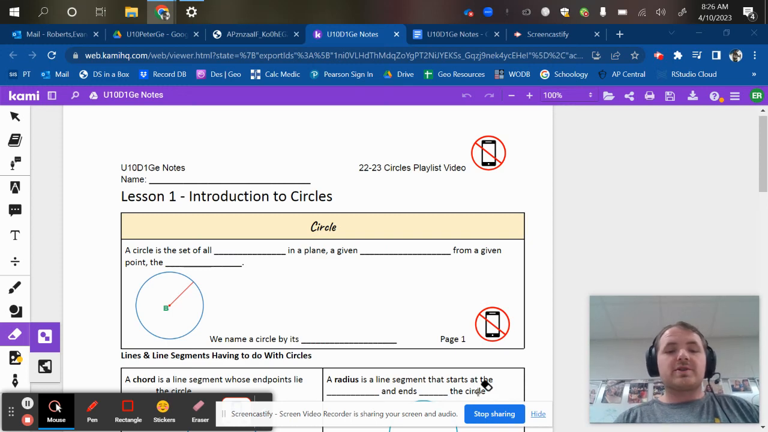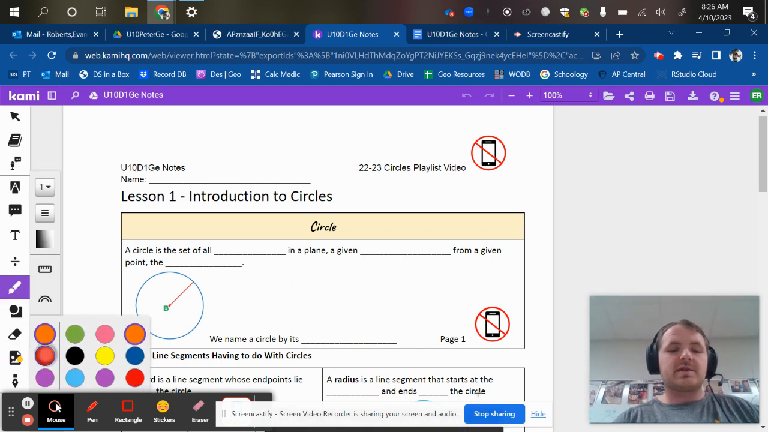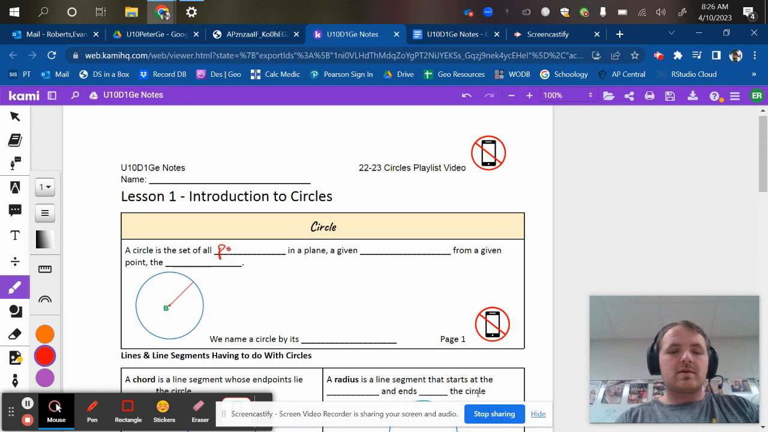So today we are just trying to define all we can about circles. The actual definition of a circle comes to us here: a circle is a set of all points in a plane a given, same distance from the center point.